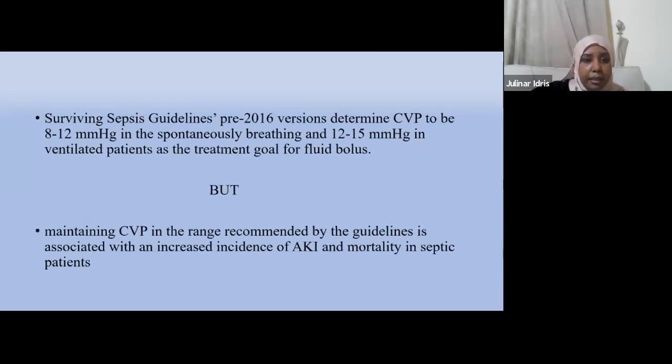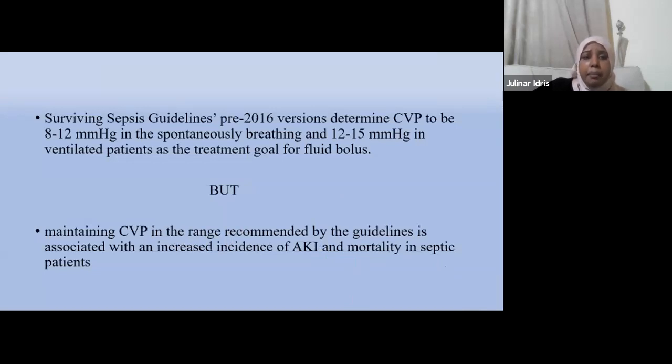The Surviving Sepsis guidelines, pre-2016 version, determined CVP to be 8 to 12 in spontaneously breathing patients and 12 to 15 in ventilated patients as the target goal for the fluid bolus. So they always wanted to maintain the CVP in the range of 8 to 12 for spontaneous breathing and 12 to 15 in the ventilated patient. But in the same year, another study was published which concluded that maintaining CVP in the range recommended by the guideline is associated with an increased incidence of acute kidney injury and mortality, especially in septic patients.